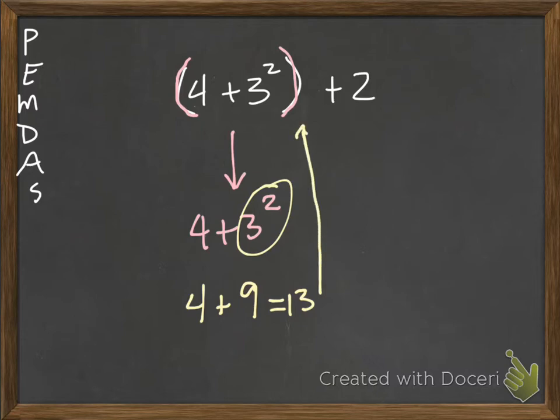So this then I can now continue. It would be 13 plus 2. And so that would give me 15. So you go in the order that PEMDAS says to go in. So like, let's say another example. So here's my PEMDAS over here.